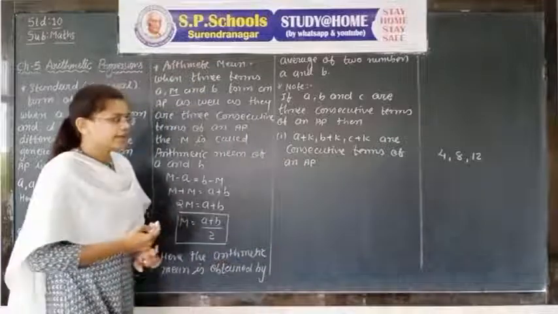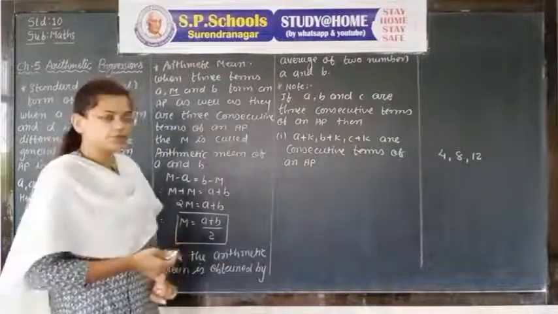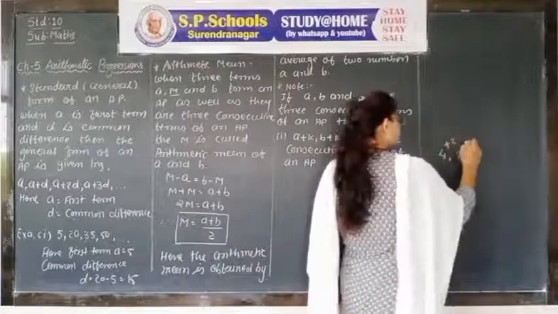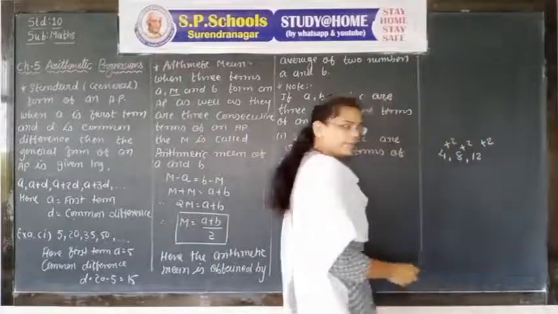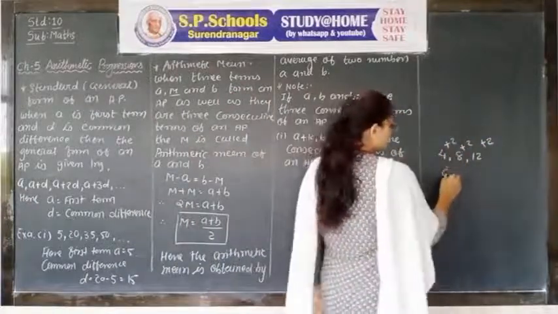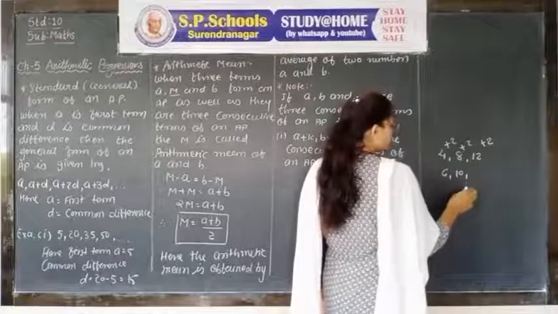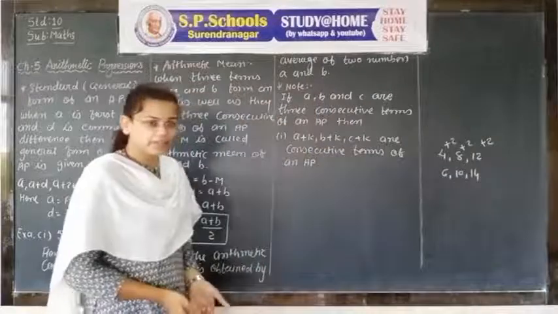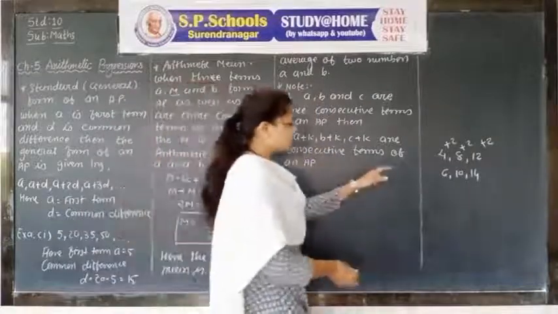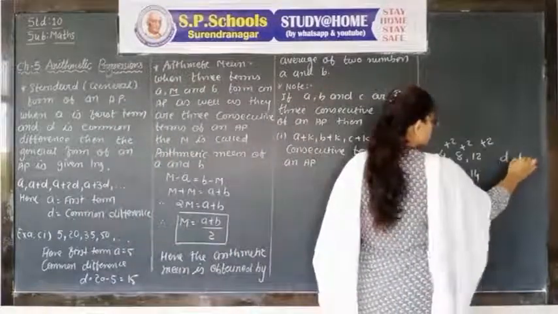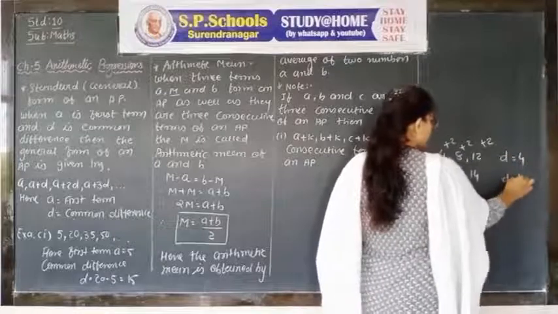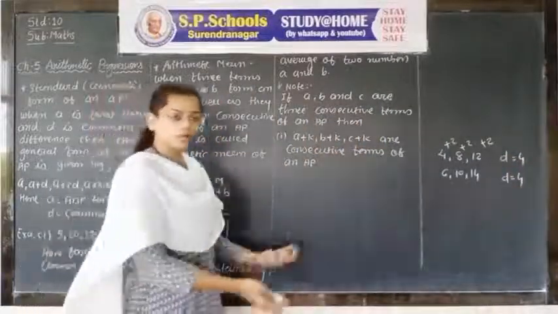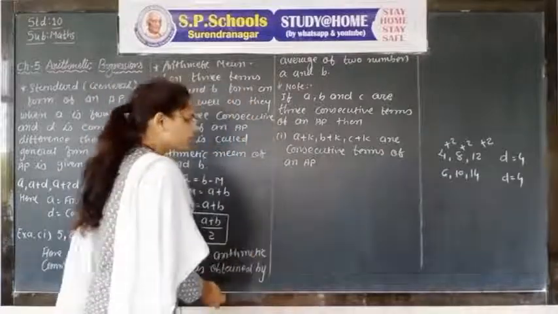4, 8 and 12 are 3 consecutive terms of an AP. If I add plus 2 to each, then what happened here? 4 plus 2 is 6, 8 plus 2 is 10, 12 plus 2 is 14. It is also an arithmetic progression. In the first set, the common difference D is equal to 4. In the second set also the common difference is 4. They are also 3 consecutive terms of an AP.